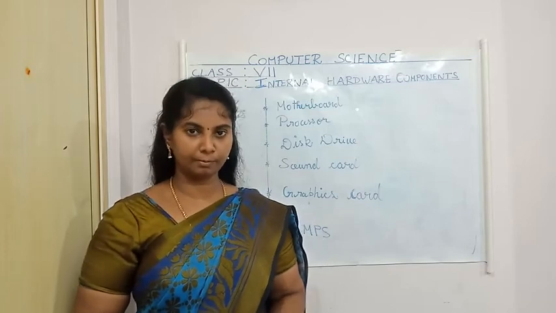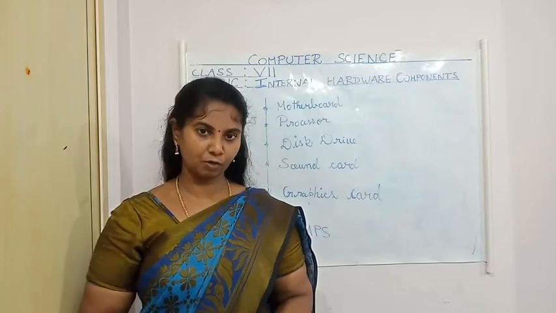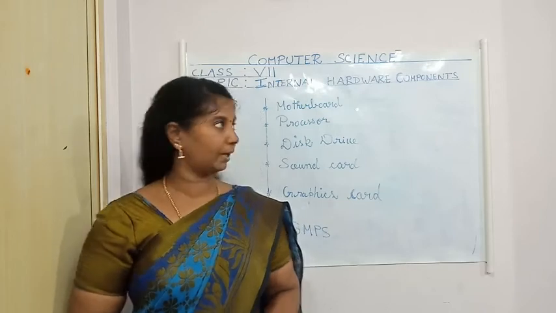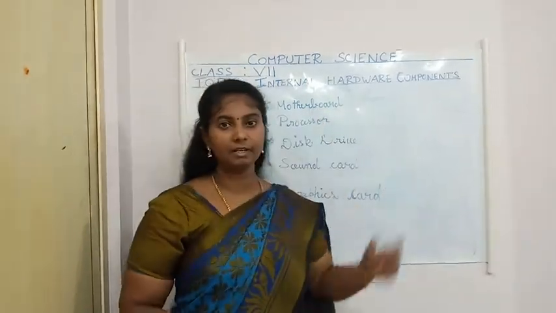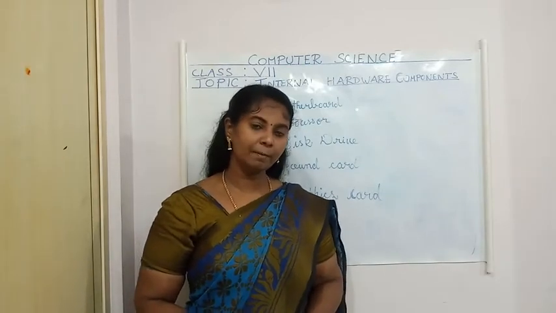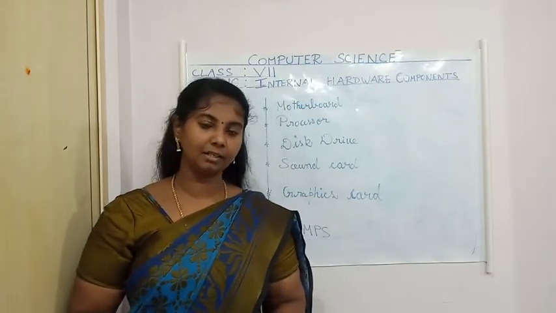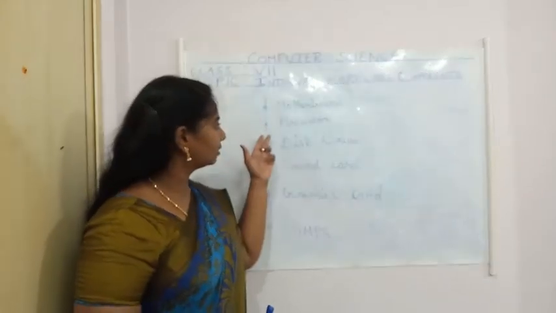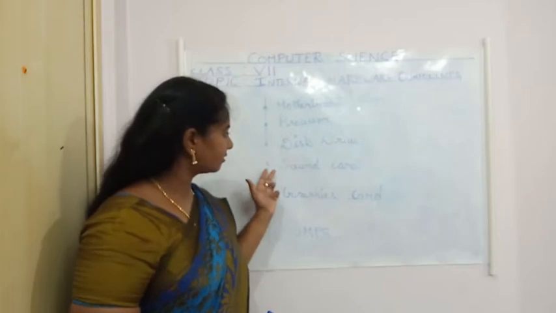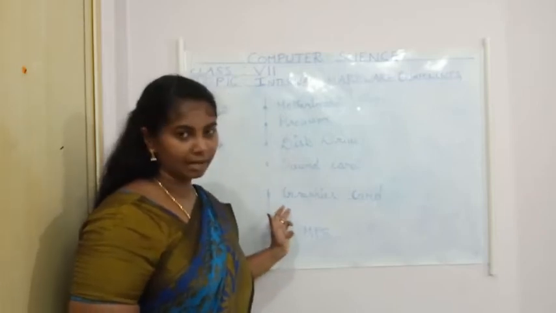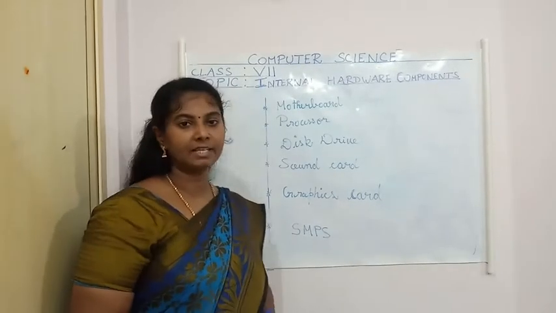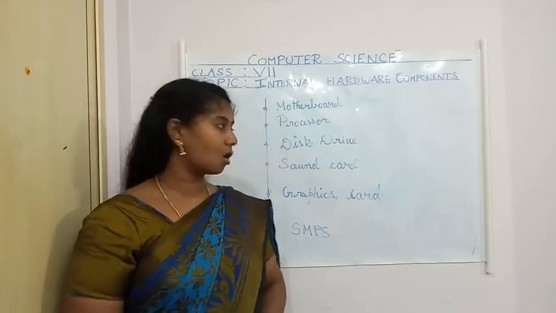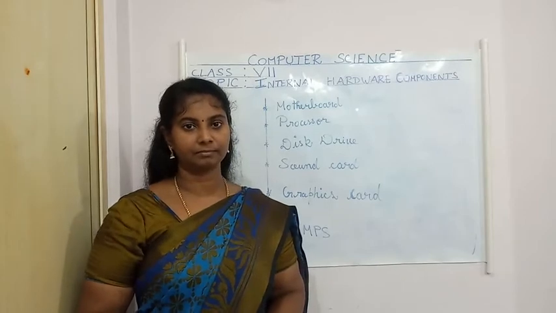Let us continue chapter 1, Hardware Components of a Computer. In this session, we are going to discuss the topic Internal Hardware Components. What are the parts which are kept inside the computer? So let's see the points: motherboard, processor, disk drive, sound card, graphics card, then finally SMPS. In today's session, we are going to see all those points elaborately.